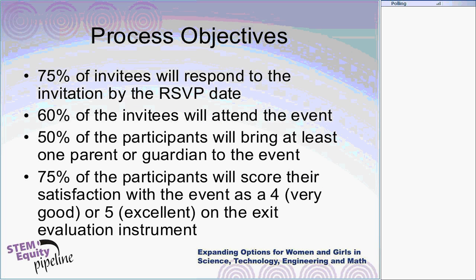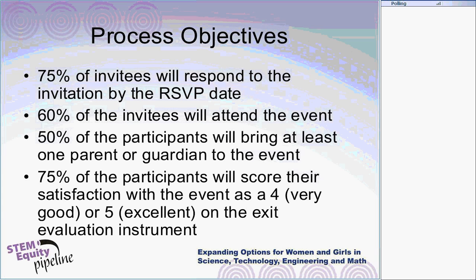And here were some of the process objectives the planning team, the implementation team decided that they wanted to measure. They wanted 75% of the invitees to respond to the invitation by the RSVP date. Another process objective was 60% of the invitees will attend the event. Another one was 50% of the participants will bring at least one parent or guardian to the event.